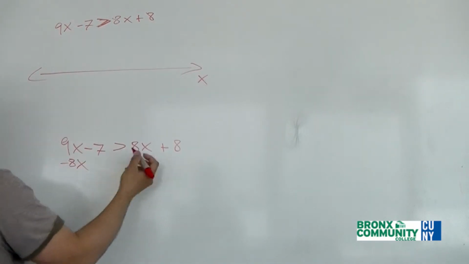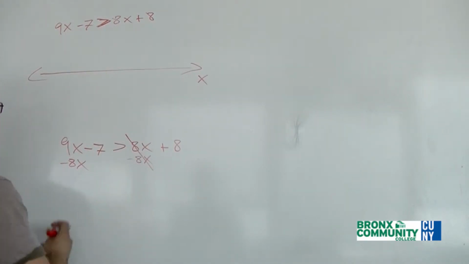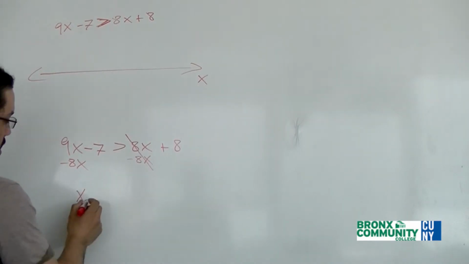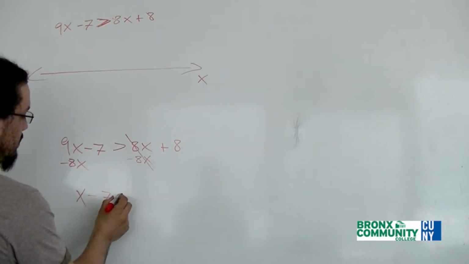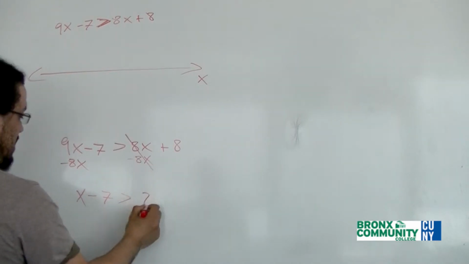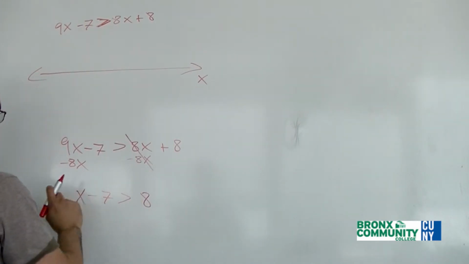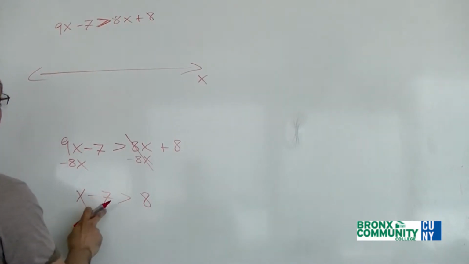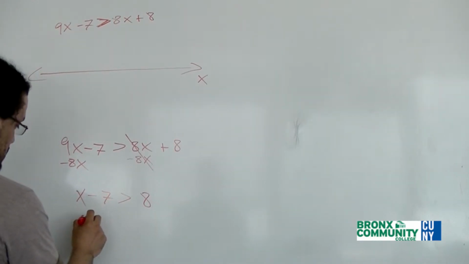Exactly. So here it'll cancel out, and 9x minus 8x is x. And then minus 7 is greater than 8. So we get rid of it. Now we've got to get rid of this negative 7. How do you get rid of it? Plus positive 7.